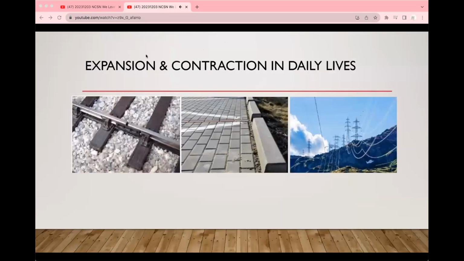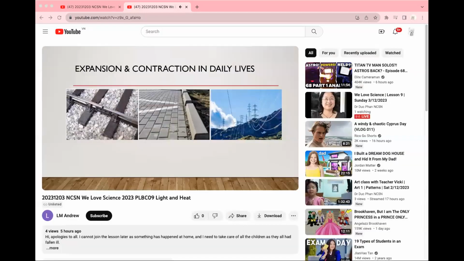So, what are some examples of expansion and contraction in our daily lives? Well, we know that the temperature of our surroundings often changes. This change in temperature can affect the objects around us. When the temperature is high, objects may expand and get out of shape. When the temperature is low, objects may contract and break. So to prevent such problems from happening, some objects are designed to allow expansion and contraction to happen without damaging the objects.